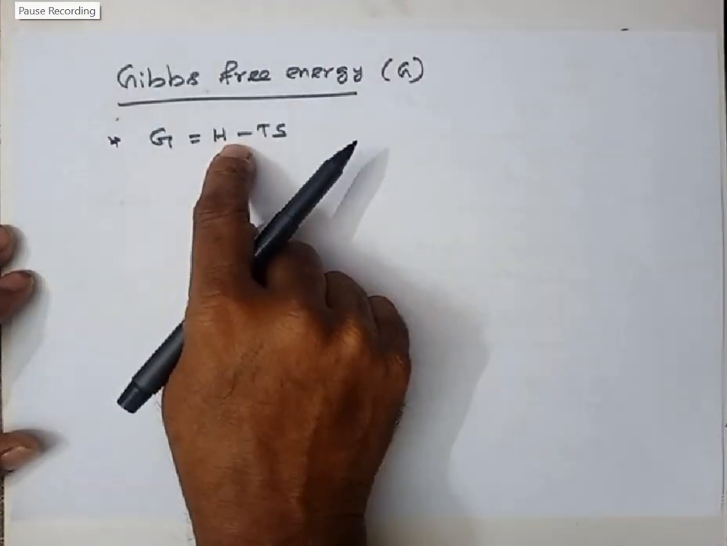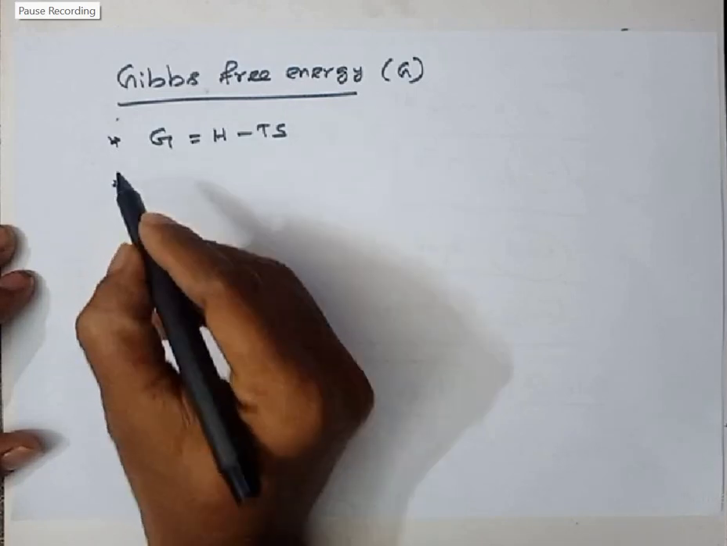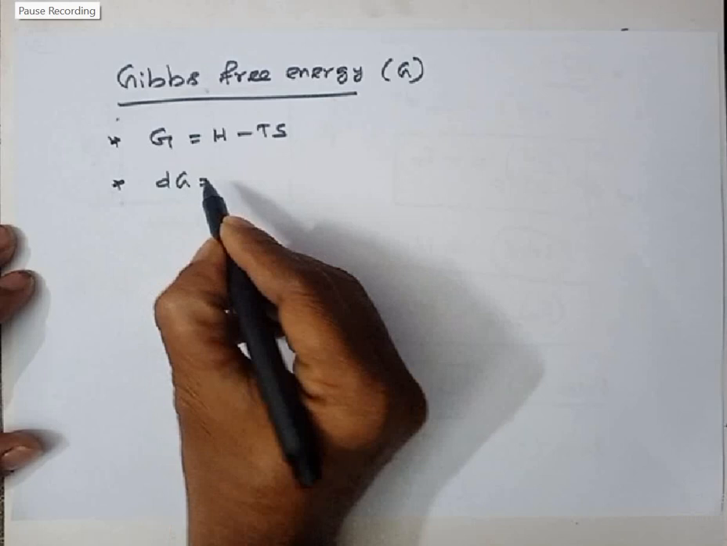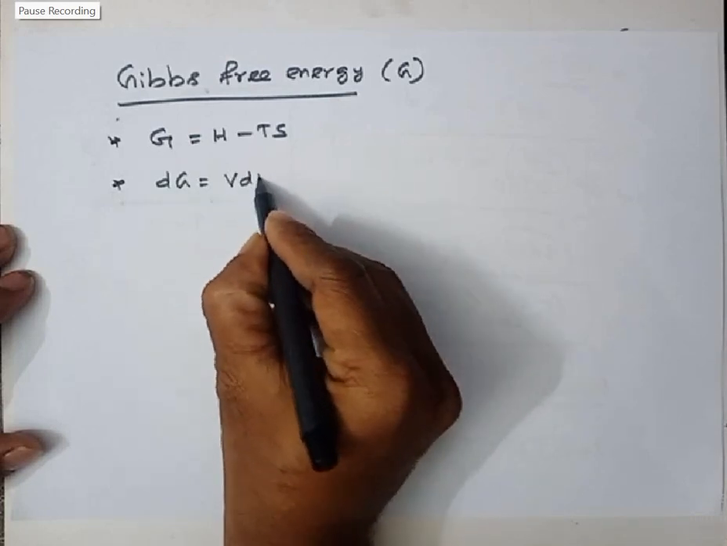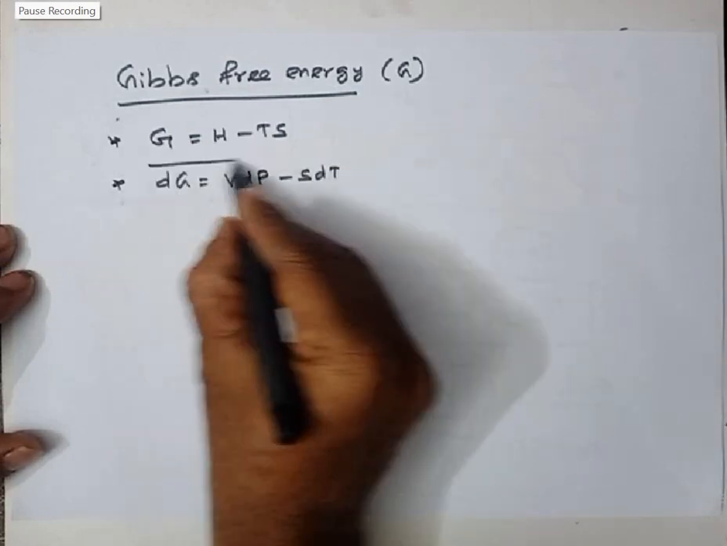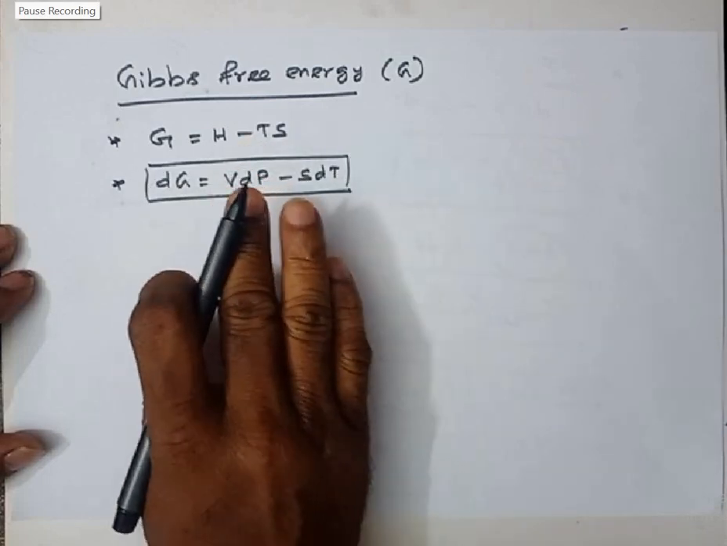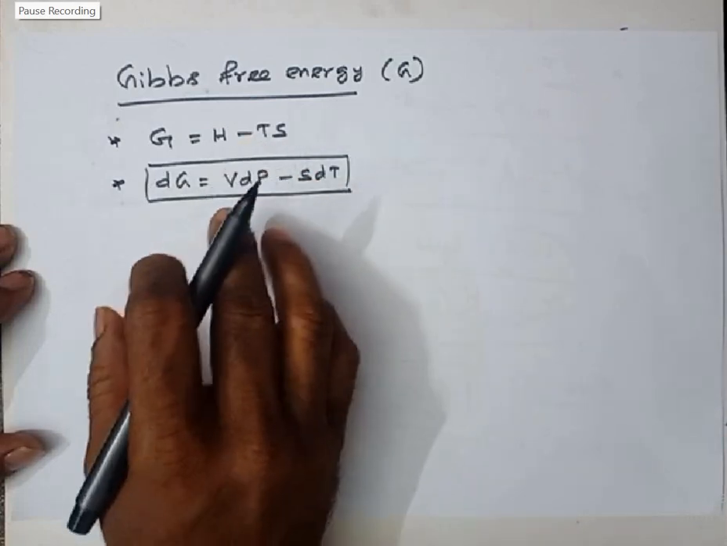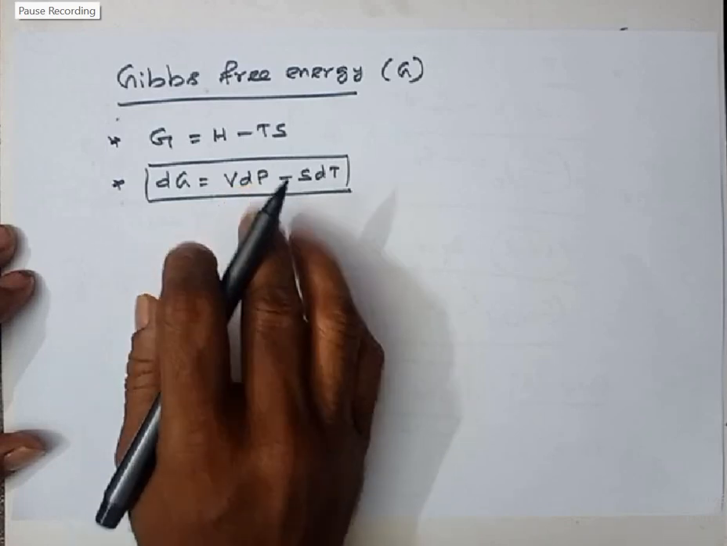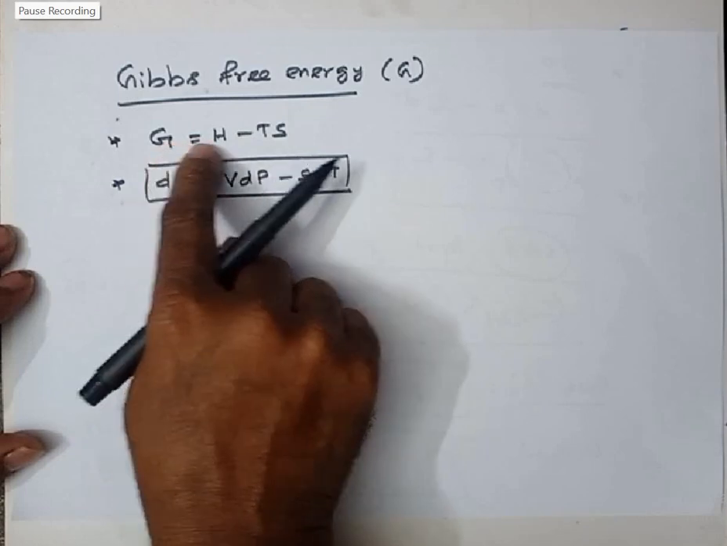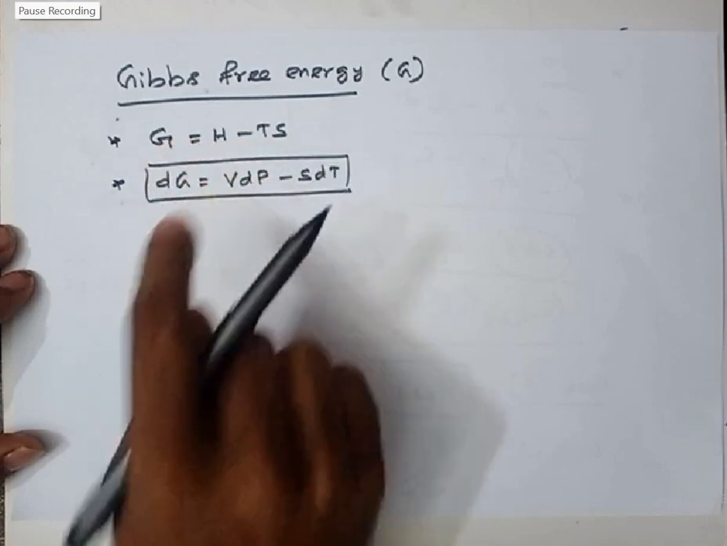From this, we can derive this standard equation: dG equal to VdP minus SdT. This is actually a standard equation. We can derive it from this, but I am not going to show that right now. I will just keep this in mind. From this definition of Gibbs free energy, we can derive this.